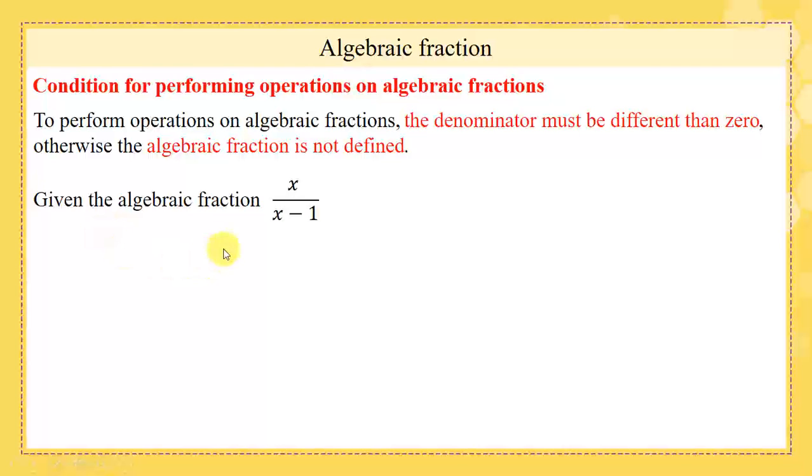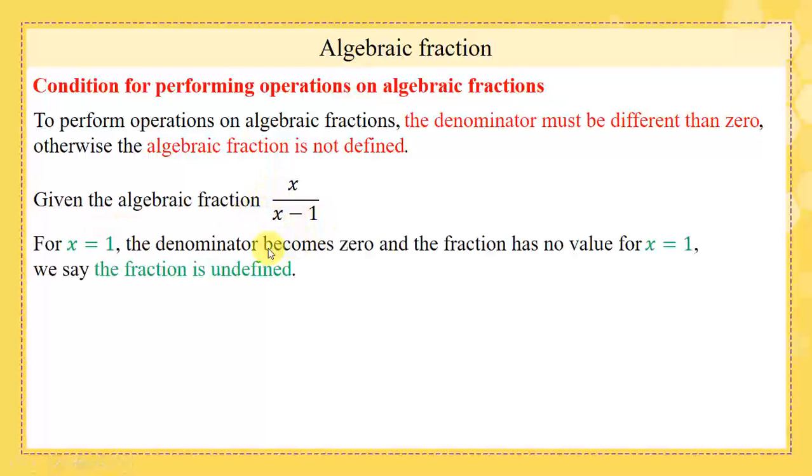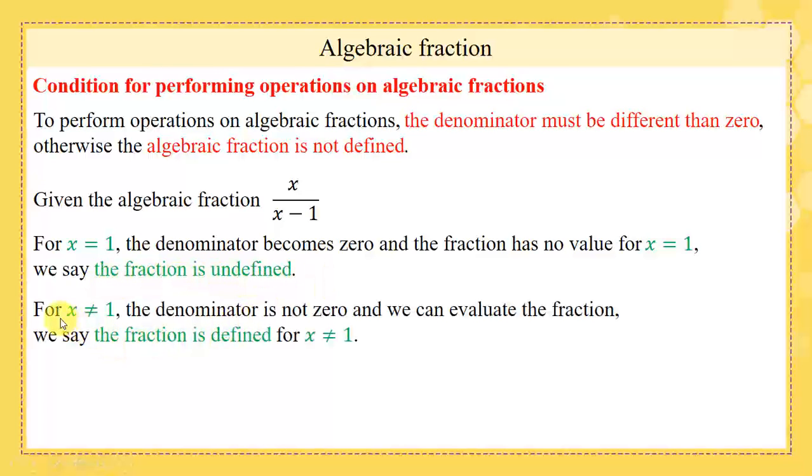Given the algebraic fraction x over (x minus 1), here the denominator is x minus 1. If we replace x by 1, the denominator becomes 0 and the fraction has no value for x equal 1. So we say that when x equals 1, the fraction is undefined. For x different from 1, if we choose any value of x different than 1, the denominator will be different than 0, and we can evaluate the fraction. So we say that the fraction is defined for x different than 1.